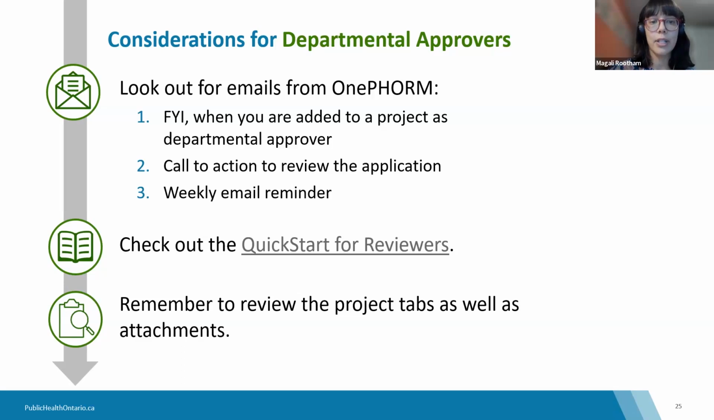We have a quick start for applicants, but we also have a quick start for reviewers. This might help just to get started if you're in your first review in that role. Also remember to look at the project tabs and attachments. There's a lot of information there, but it should be fairly accessible. I've mostly heard good things, so you should be able to find what you're looking for as far as approving as a departmental approver. And that's kind of it.